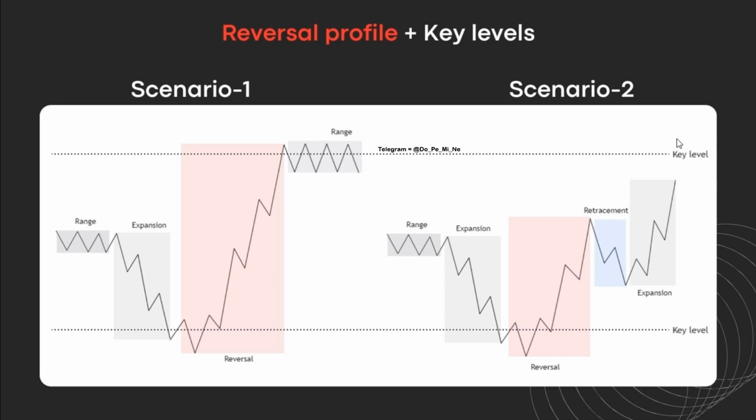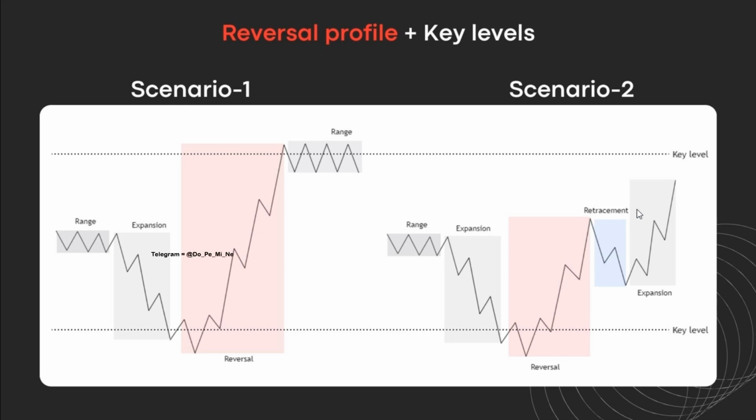In this case the reversal profile ends inside a key level, right? You can see that this reversal profile has ended inside a key level. So in that case we can expect a range to form there, because the reversal profile has now ended, and we can expect a range to form to cap the price swing. Similarly, in scenario 2, the reversal profile ends without testing a key level.